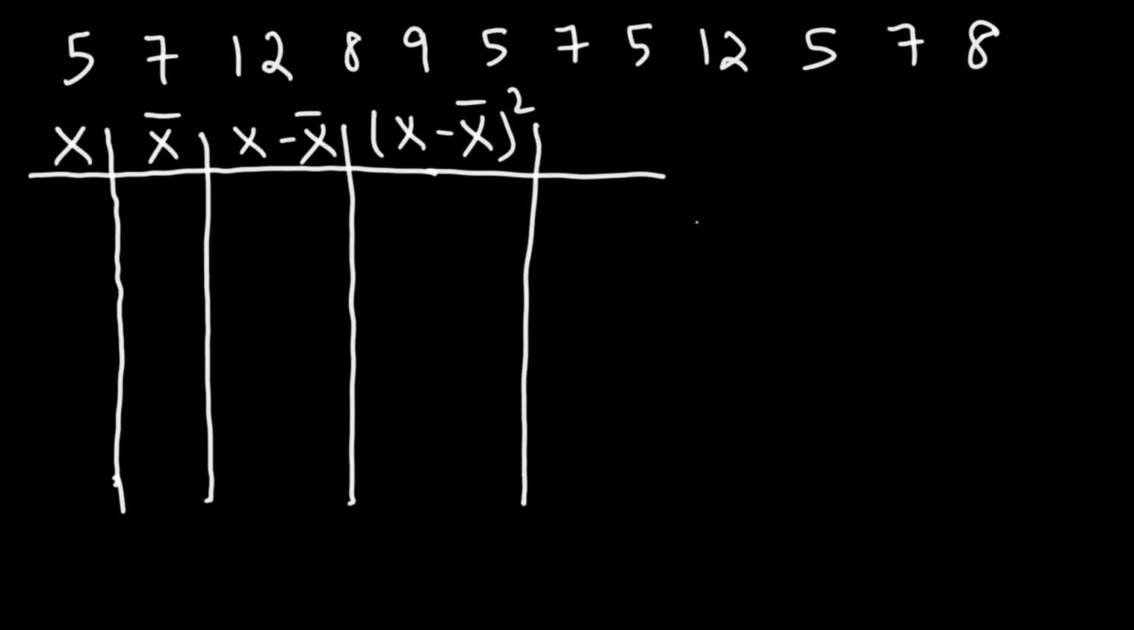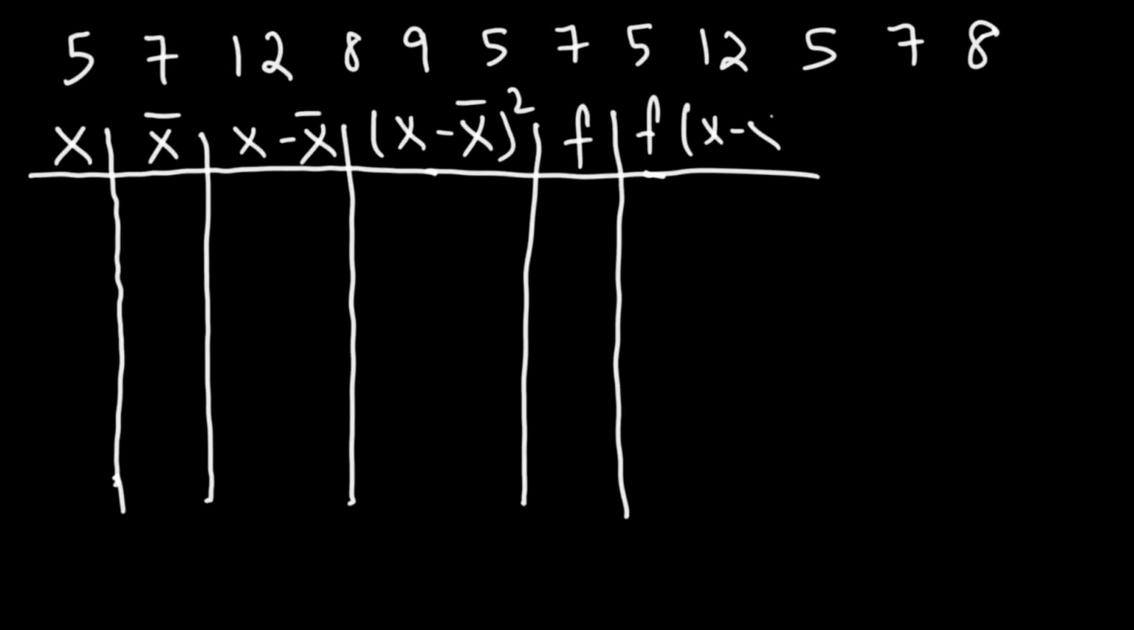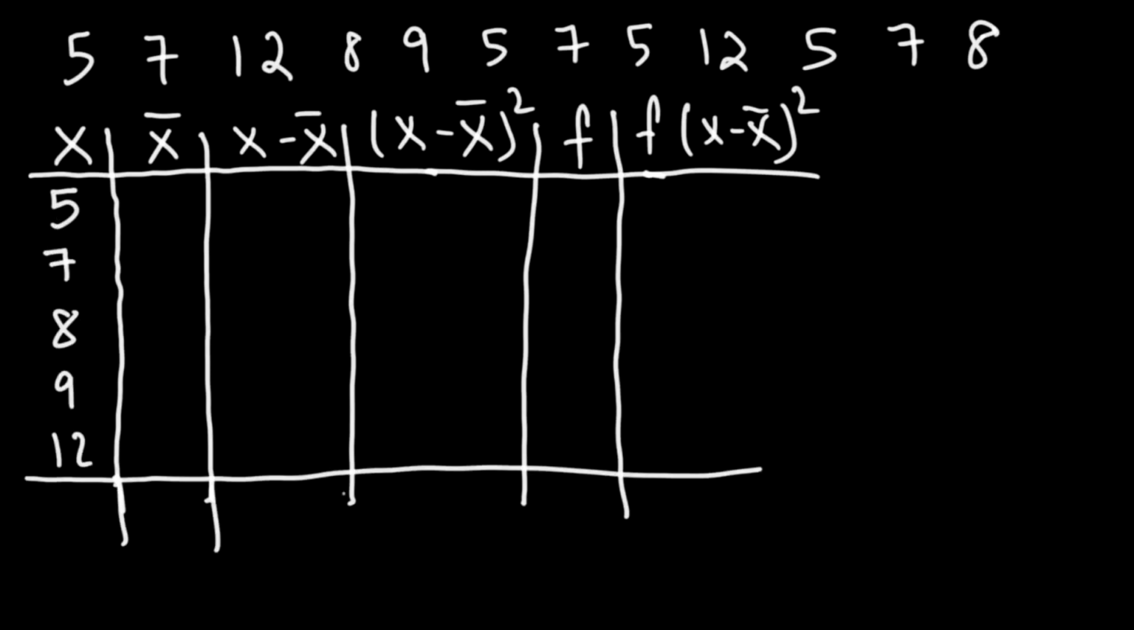But now we are going to add another column to it, which is frequency. And the last column will be the frequency times the square of the deviation. We are going to pick all these numbers one after the other, from the lowest to the highest number. Next thing is to take the sum of the x values in order to obtain our mean. And the sum of these values is 41.